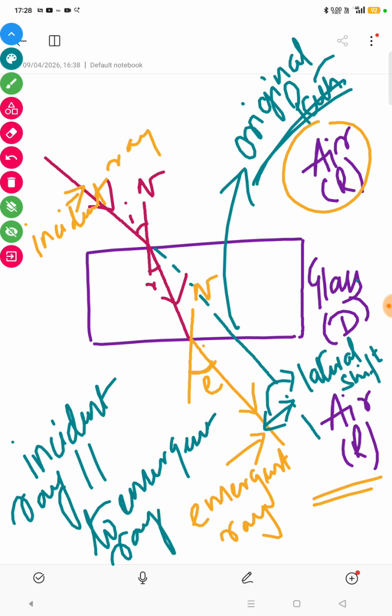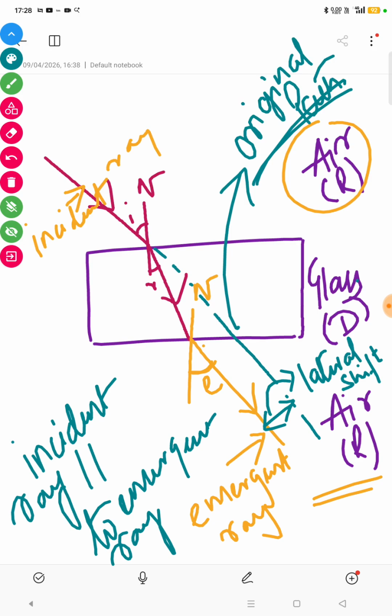So what happens in case of a rectangular glass slab? The light bends twice, once at the entry surface and again at the exit surface. Because glass is optically denser than air, when the light ray enters, it bends towards the normal, and upon moving out of the glass slab, as it suffers another refraction, it moves from denser to rarer medium, so it moves away from the normal.